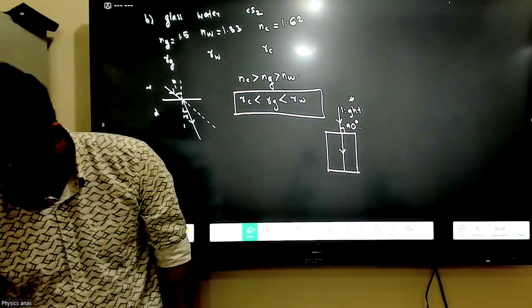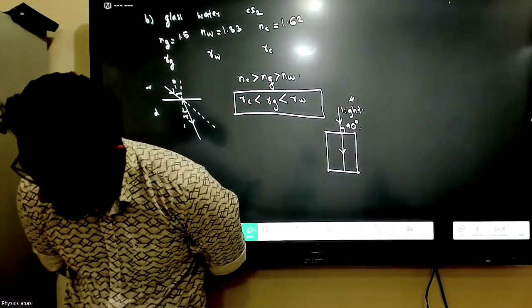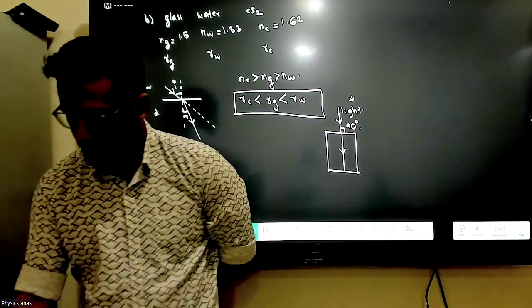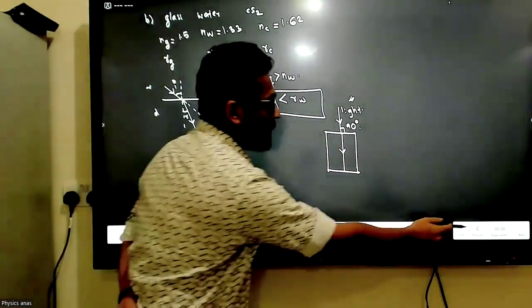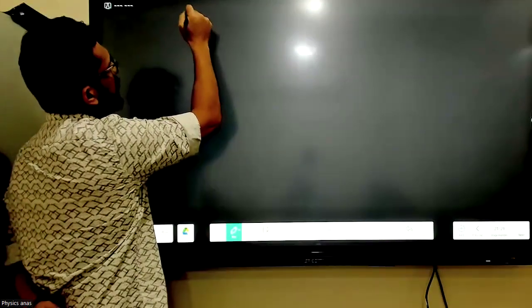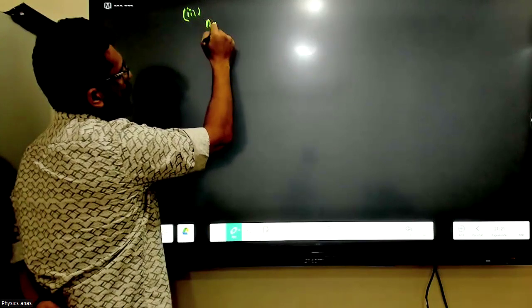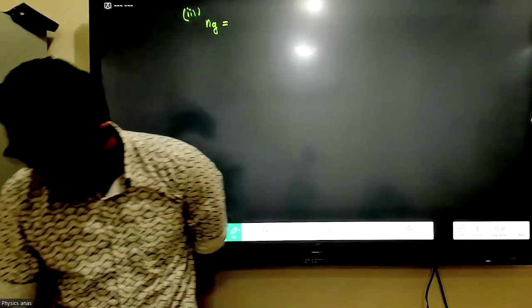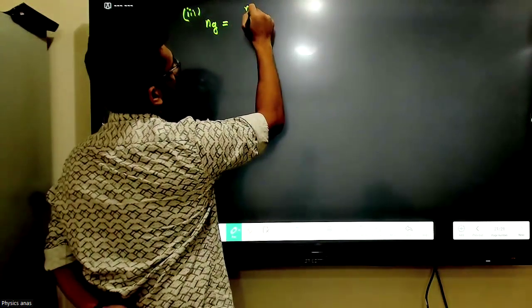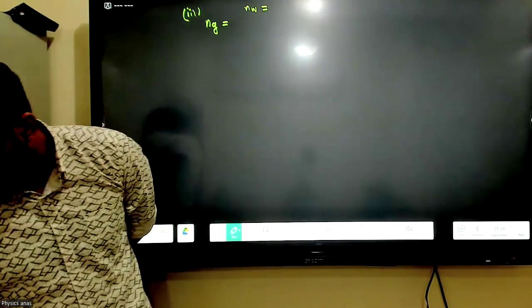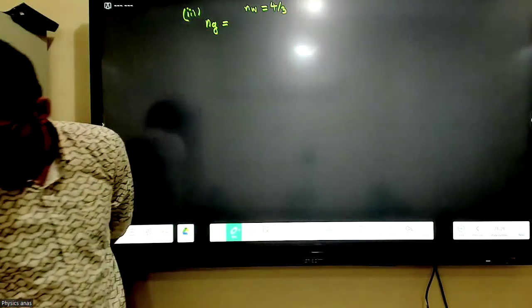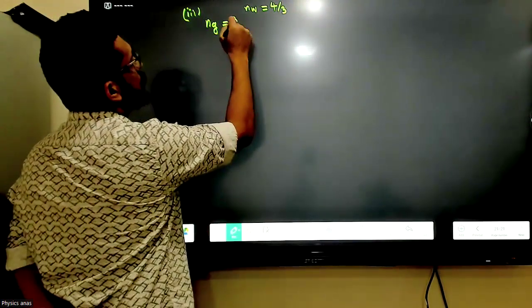Okay, then the OR question. Look at the OR question. The absolute refractive indices of water and glass are given. Water is first. The absolute refractive index of water is 4 by 3, and the absolute refractive index of glass is 3 by 2, respectively.